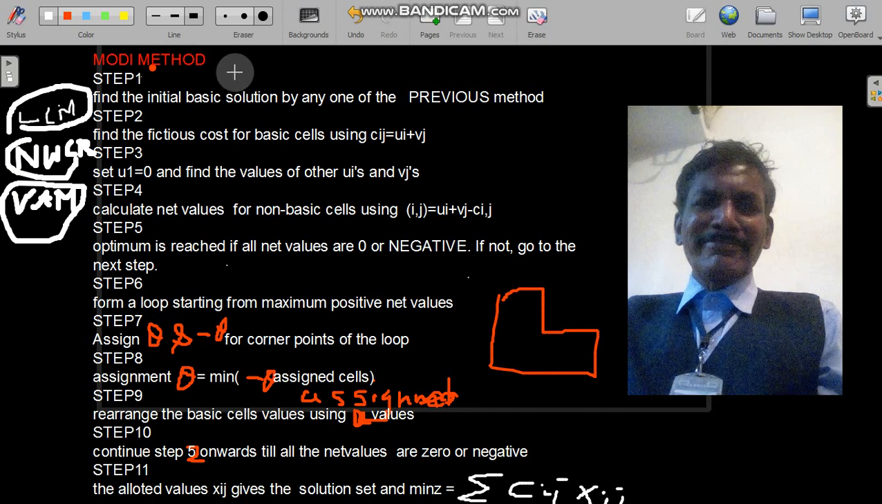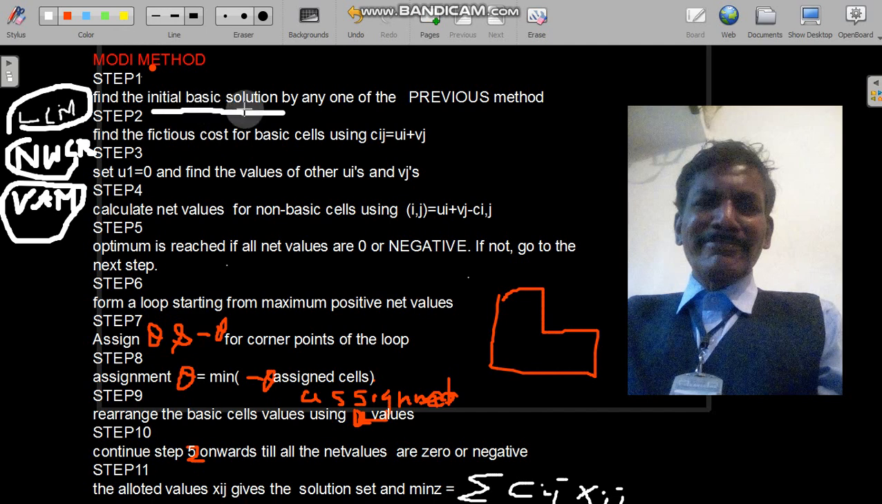Some mathematical treatment will go on, and a lot of cycles may go on. That doesn't matter, I will explain when the problem comes. In the first step of the MODI method, our aim is to find the initial basic solution by the least cost method, northwest corner rule, or VAM method. Any method can be used to get the initial basic solution. It is called the initial basic solution because the solution will initiate the MODI method.